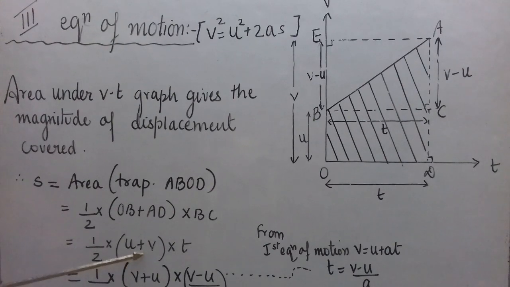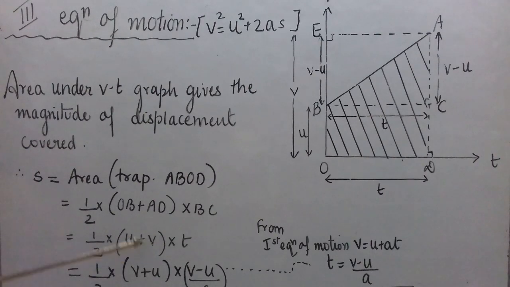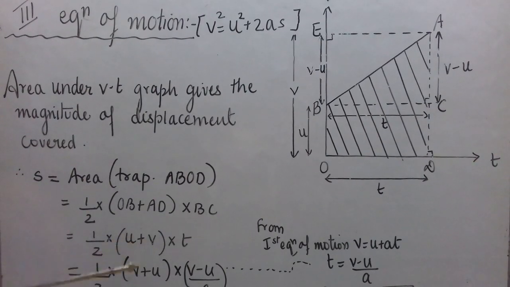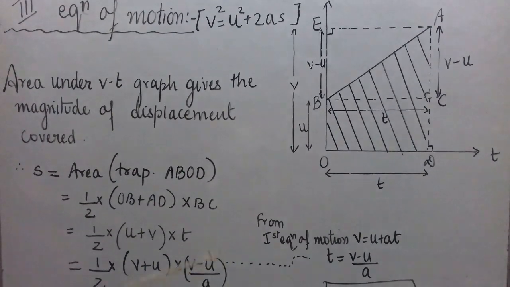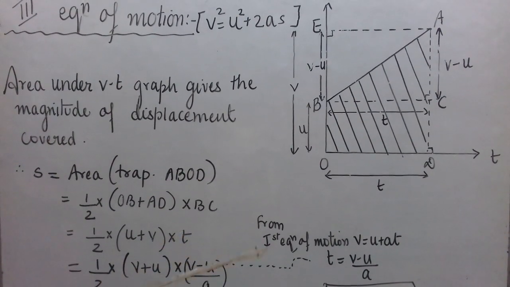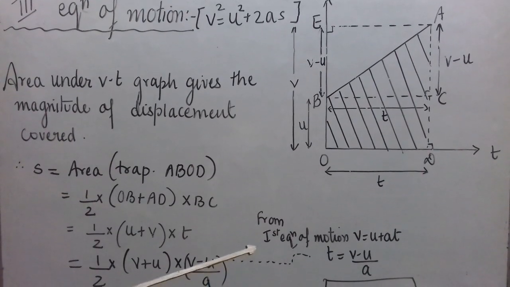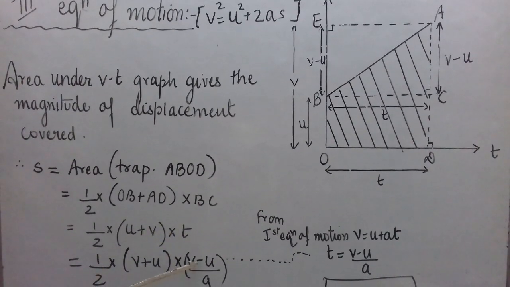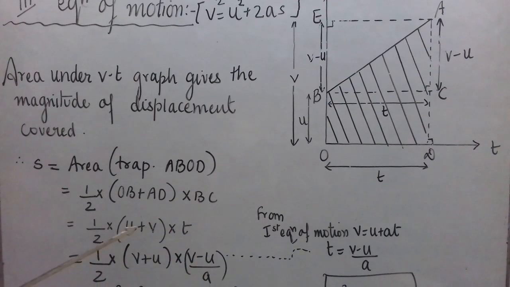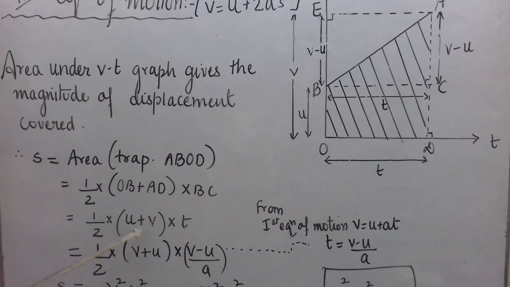The only difference is in the next step. For the second equation of motion, we put the value of v from the first equation of motion. For the third equation of motion, we put the value of t, again from the first equation of motion. Now our first equation of motion is v is u plus at. So from that equation, what is the value of t? t is (v minus u) upon a. So instead of this t, I'll put (v minus u) upon a, and u plus v can be written as v plus u. I don't think you should have any problem here.